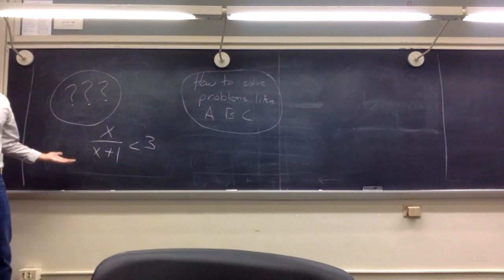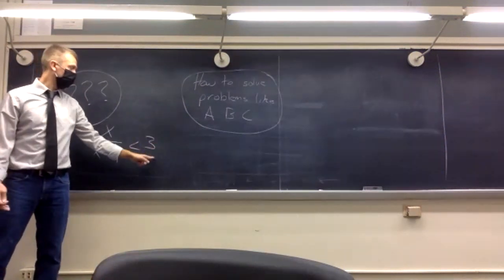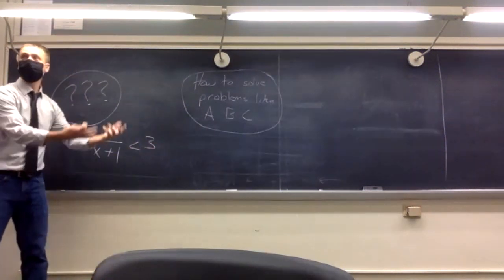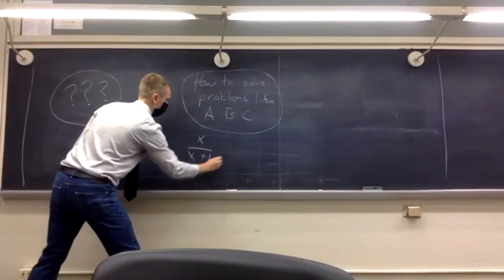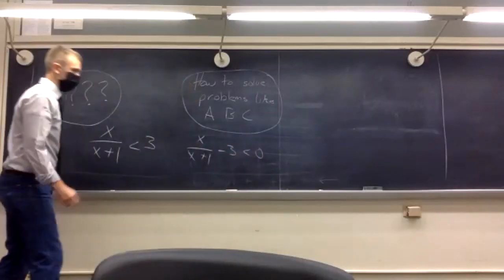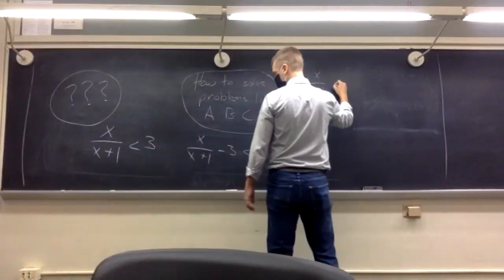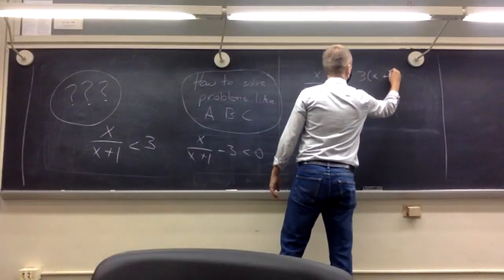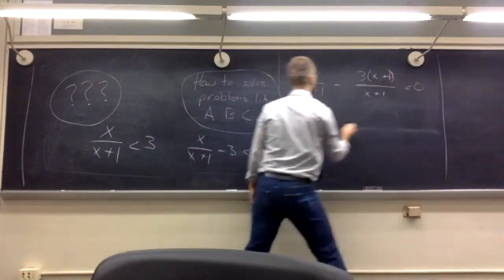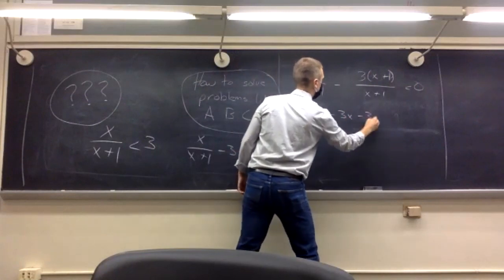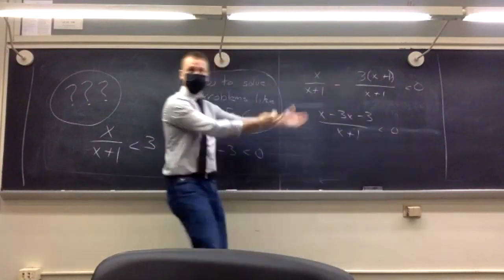Okay, we can change this. We know how to change this into a problem we know how to solve. The first step is to make one of these sides 0 and then do the whole same thing that we just did. Let's just subtract the 3 over. Let's find a common denominator. Combine fractions, and we're golden, right? x minus 3x minus 3 over x plus 1 less than 0. Combine like terms, and you just keep going.